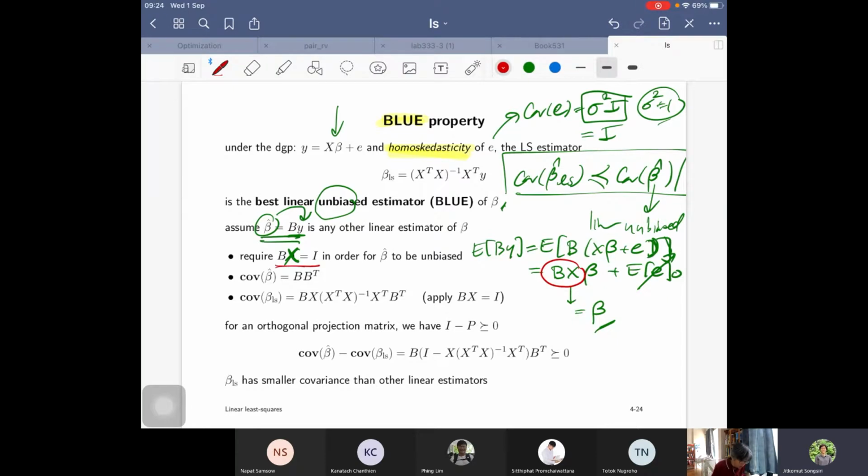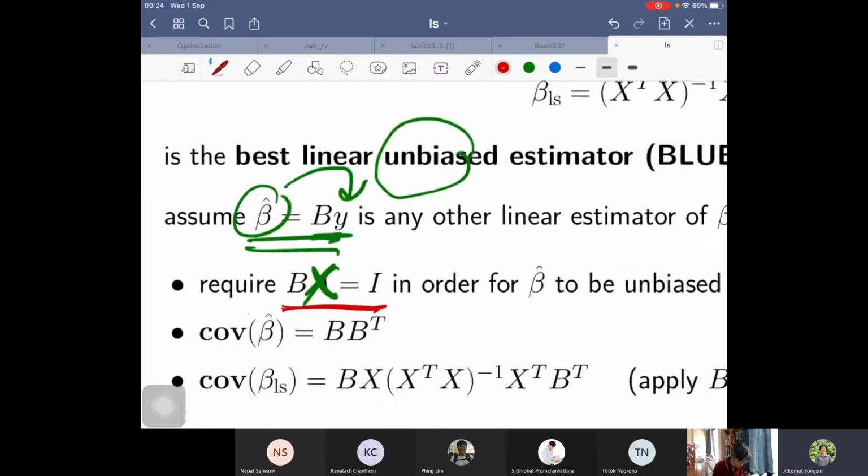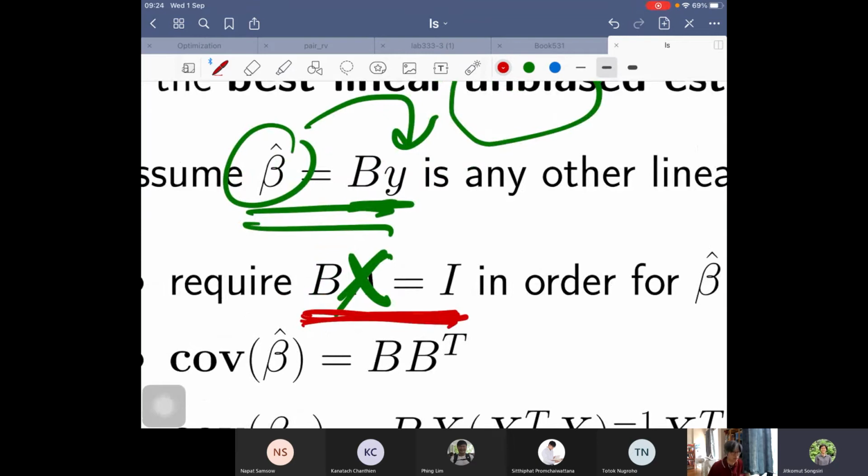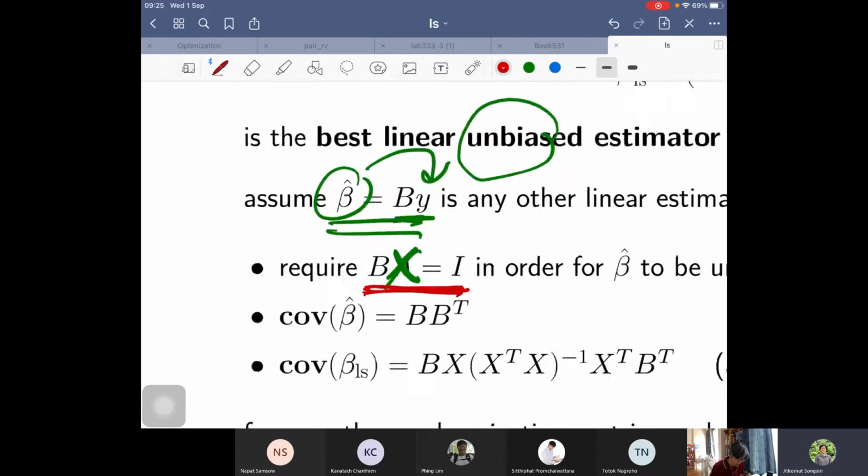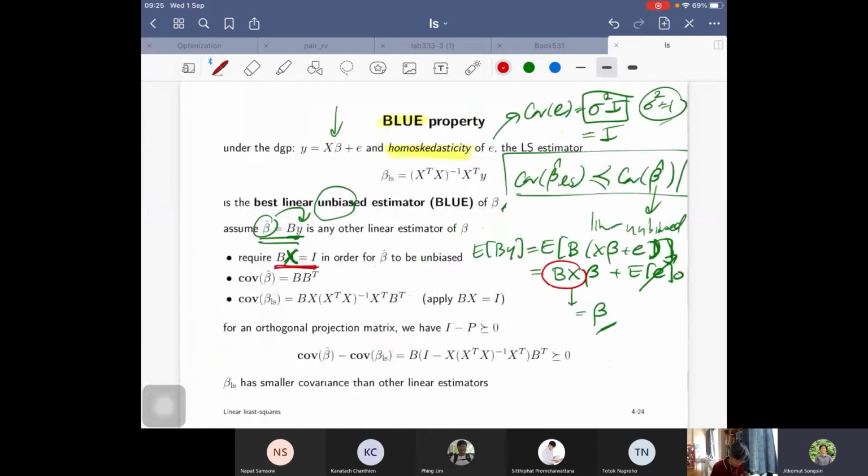So for any linear unbiased estimator of the form B times y, the matrix B must be a left inverse of x, because it's multiplied with x on the left-hand side and gives you the identity matrix. We can also show in the same way, just like we did before, that when your beta hat is given by B y, the covariance is going to be B B transpose. We just use the analysis that we had before.